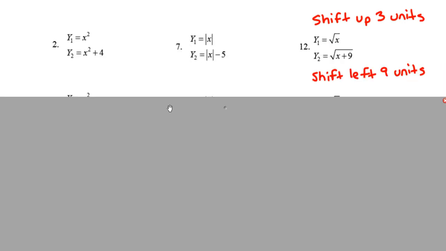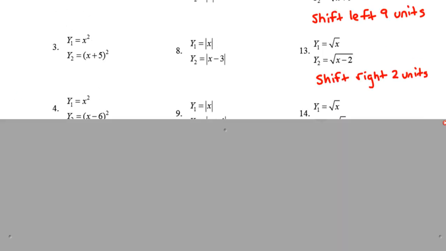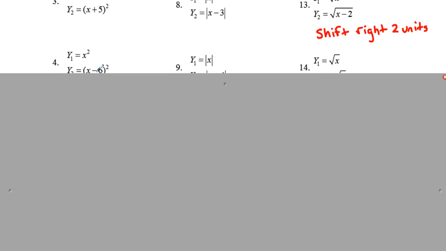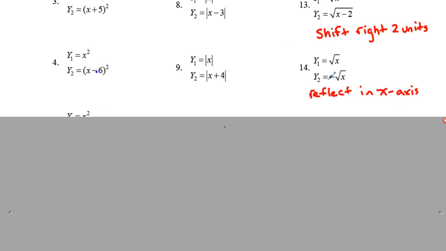Okay, hopefully you paused and now are checking your answers. Those are what they were before, right? Shifts left if it's added inside the function, right if it's subtracted inside the function. Counter to our intuition, right? And then this one is what we've been seeing, right? Subtract outside the function, or negative outside the function, is going to make all the y values opposite. So in other words, it reflects over the x-axis.